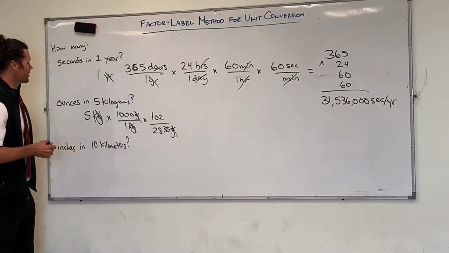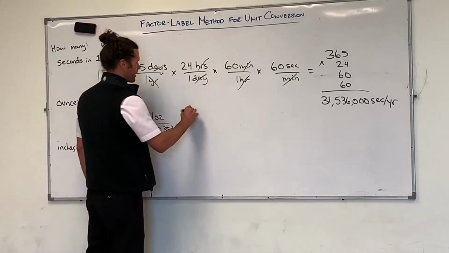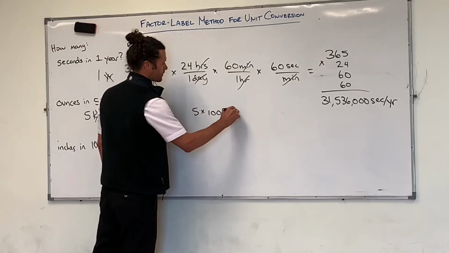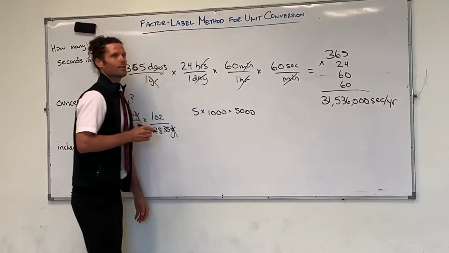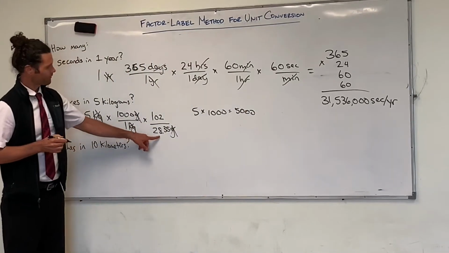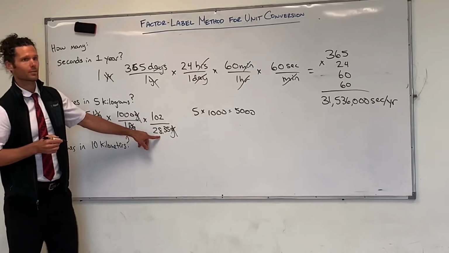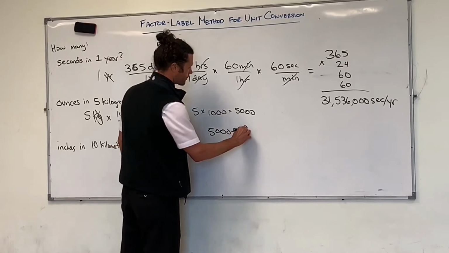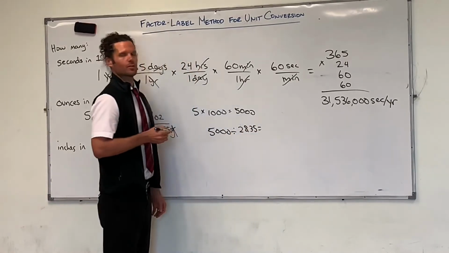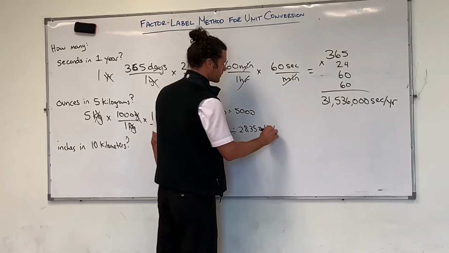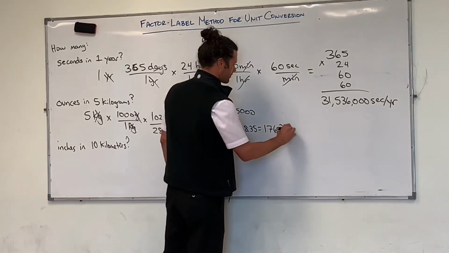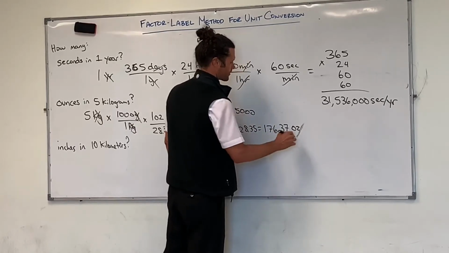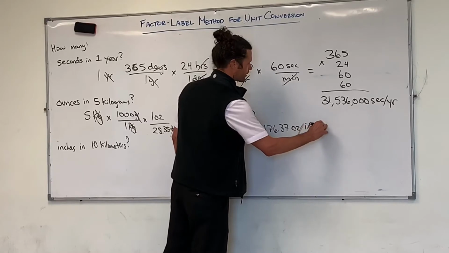We've got ounces now. So we're going to multiply 5 by 1,000, and we get 5,000. Then we're going to divide that by 28.35 because that's where our grams were on the bottom here. And so 5,000 divided by 28.35 is equal to 176.37. And that would be ounces, OZ, per 5 kilograms, you could say in 5 kg.